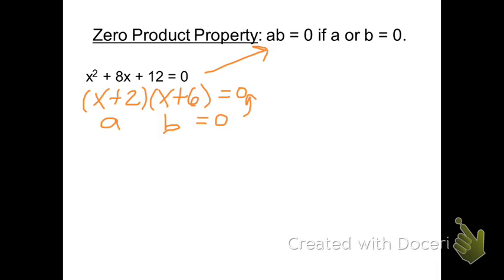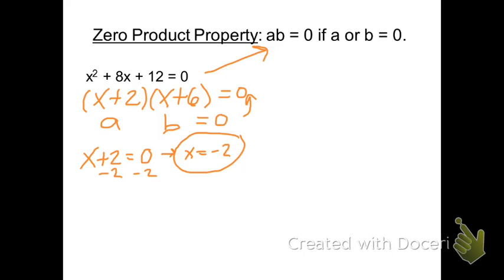Well, if A or B equals 0, then this is true. So one solution to this equation could be the number that makes x plus 2 equal to 0, which will lead us, if x plus 2 equals 0, and you subtract 2 on both sides, you get x equals -2, which is our first solution of this quadratic equation.